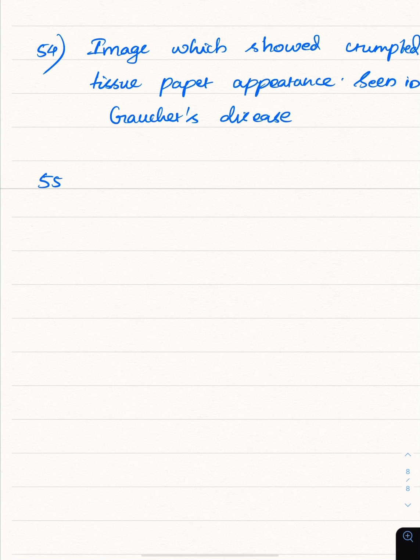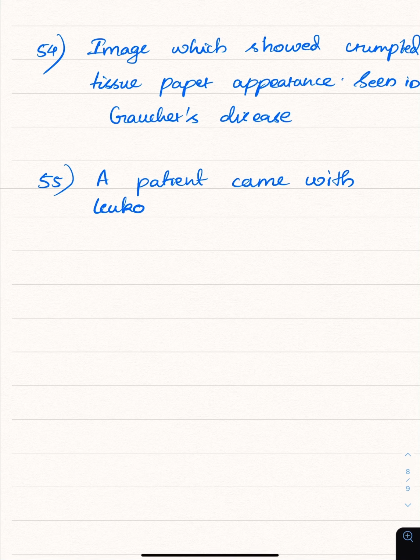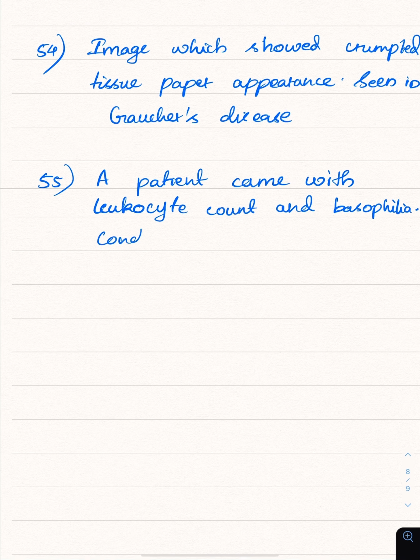Next question. A patient came with high leukocyte count. The leukocyte count value was also given. I don't remember exactly, it was quite high, some 80,000 around. Leukocyte count, and basophilia was present in the patient. So what is the condition? Condition is CML.